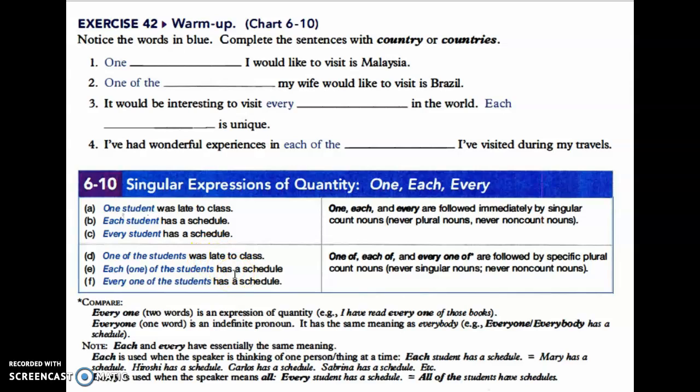Every one, two words, is an expression of quantity. Everyone, one word, is an indefinite pronoun. It has the same meaning as everybody. Everyone, everybody has a schedule, and singular. Each and every have essentially the same meaning. Each is used when the speaker is thinking of one person or thing at a time. Each student has a schedule. Maria has a schedule. Hiroshi has a schedule. Carlos has a schedule. Sabrina has a schedule, etc. Every is used when the speaker means all. Every student has a schedule. All of the students have schedules.